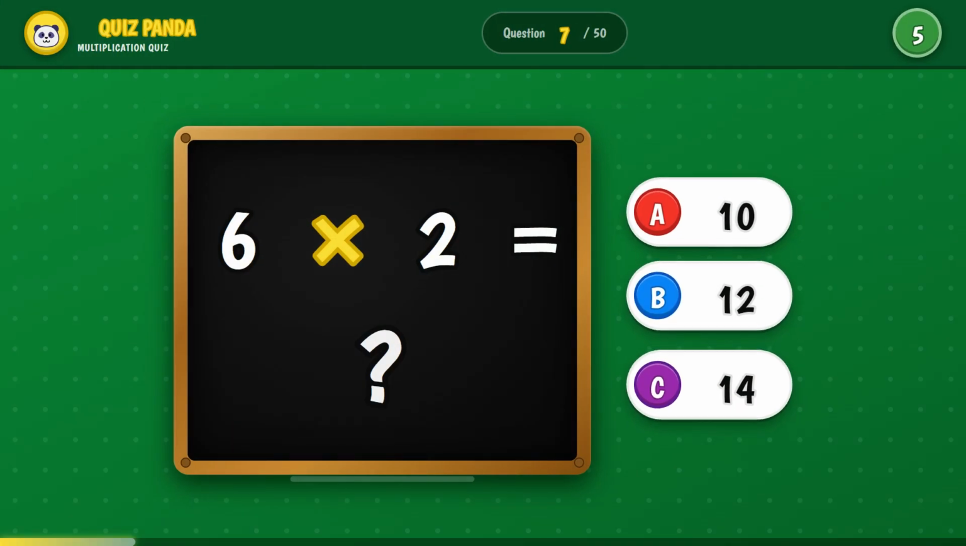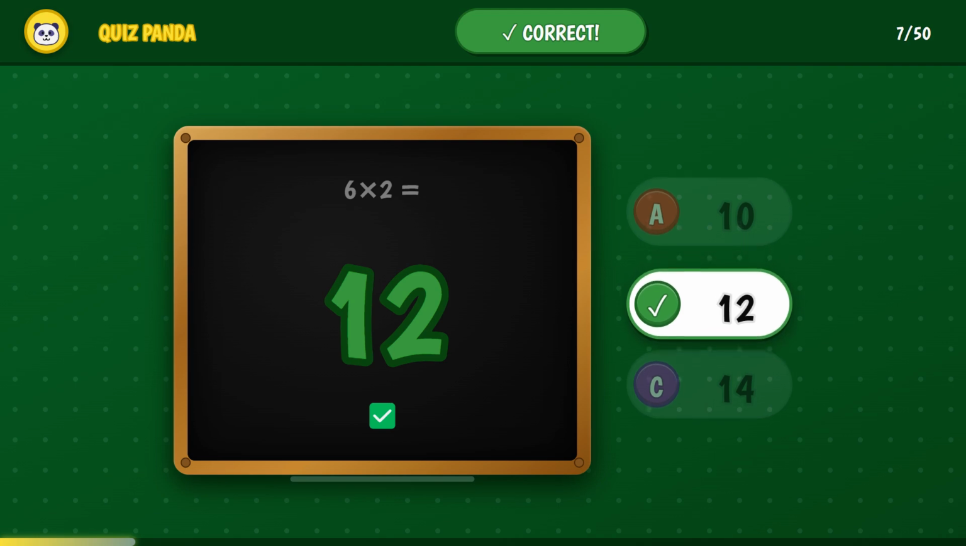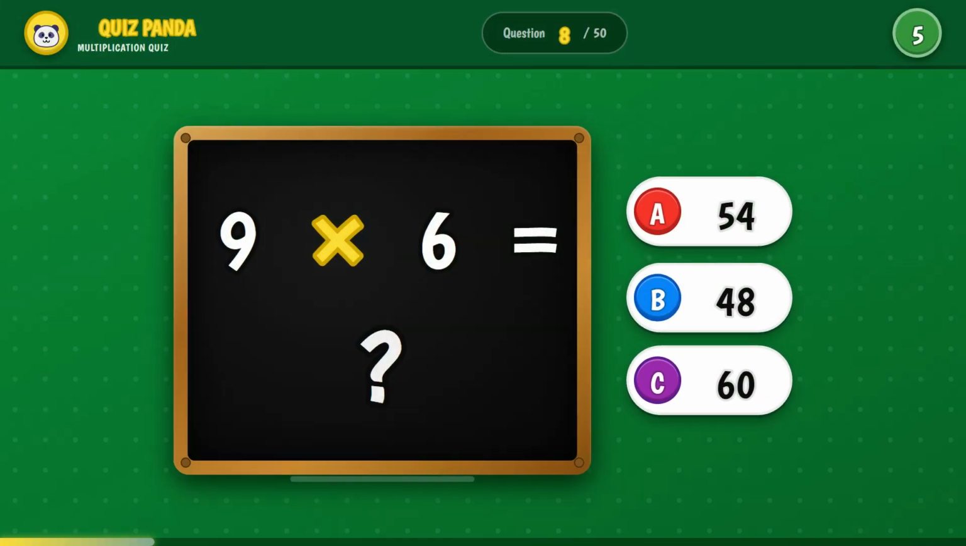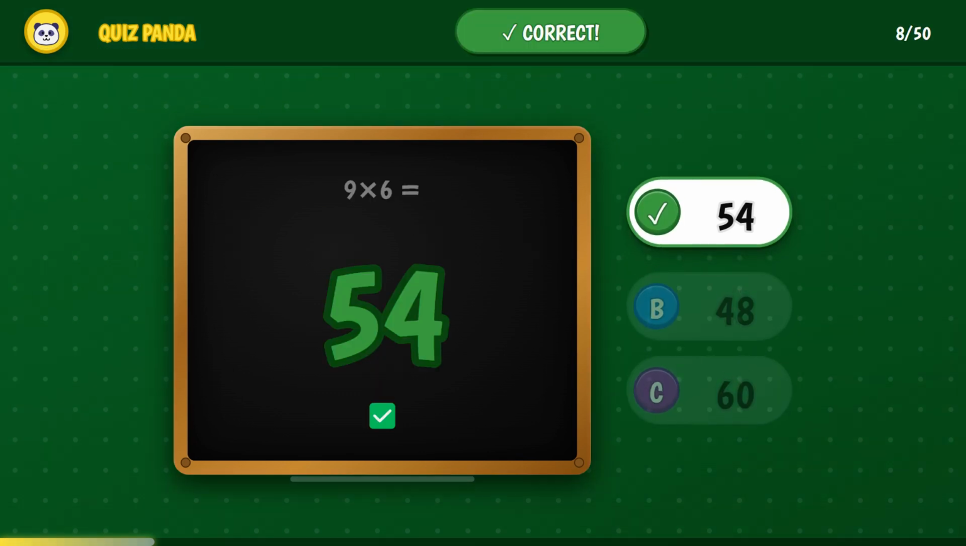Question 7. What is 6 times 2? The correct answer is B, 12. Question 8. What is 9 times 6? The correct answer is A, 54.